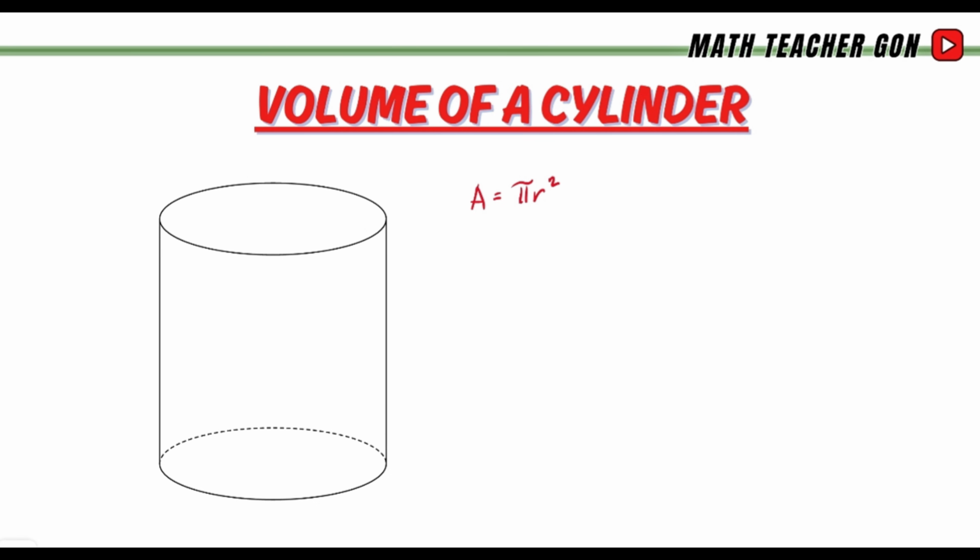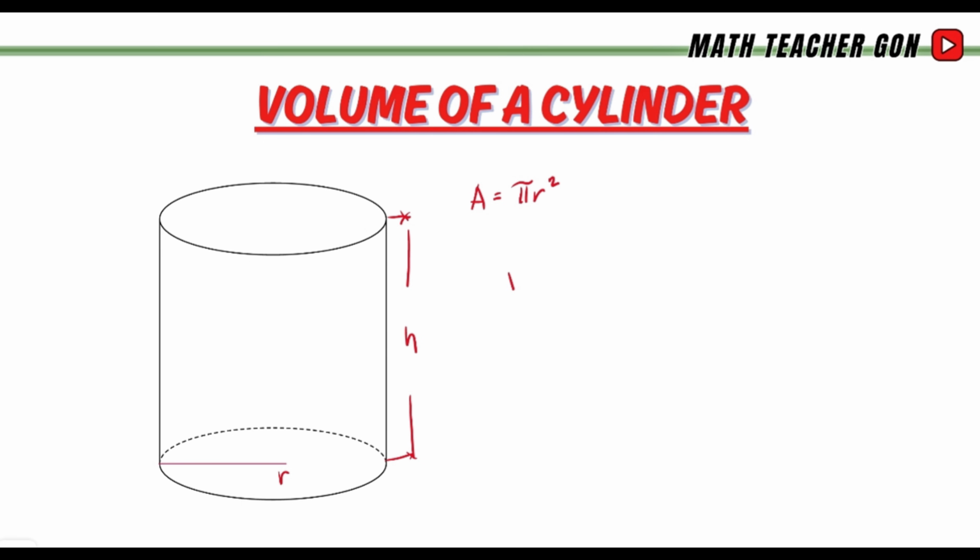Take note that the measurement should be in radius. So if this is your diameter, half of it is your radius. So you have to measure only half of it. Okay, so that will be your radius. And then, the next thing that we need to do is to multiply it by the height. So this one is your height.